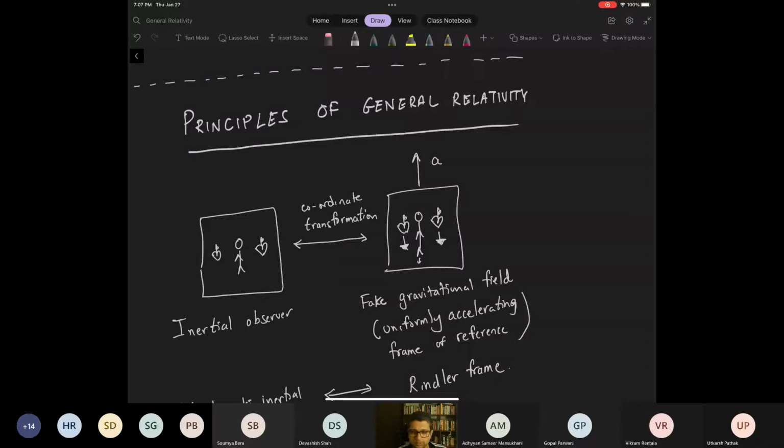Okay, so now equipped with everything that we have learned so far about acceleration in special relativity and the equivalence principle that we have seen before, we are now ready to formulate the basic principles of general relativity.